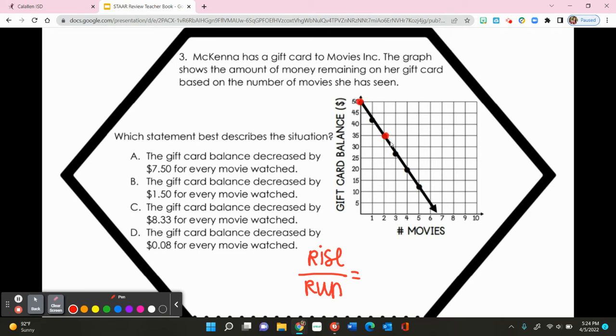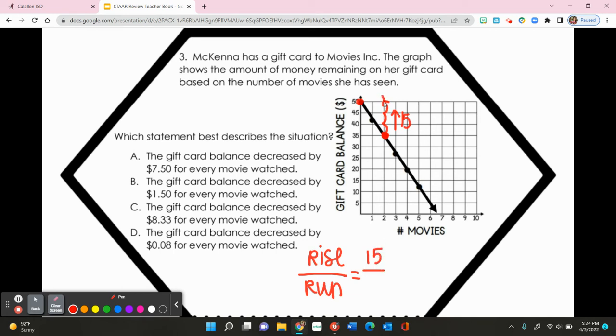So we can start at whatever position we want. I'm going to go ahead and start here just so you see a different representation of it. If I'm starting at this point, to get to my next point, I'm going up 3. But if you pay attention to your increments, they're not going up by 1s. They're going up by 5s. So this is 5, 10, 15. I went up 15. So my rise is a positive 15.